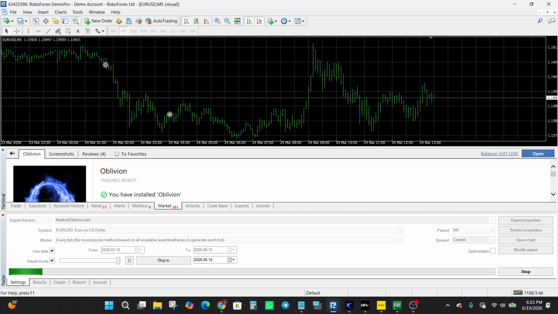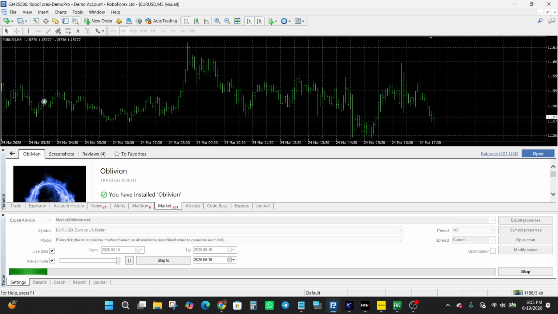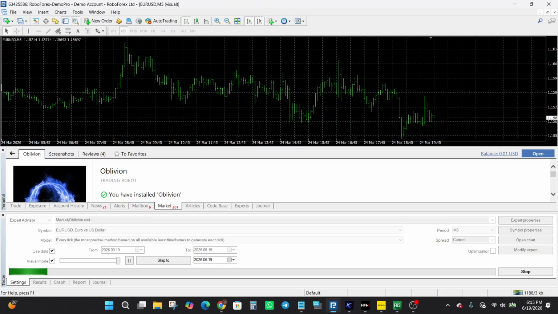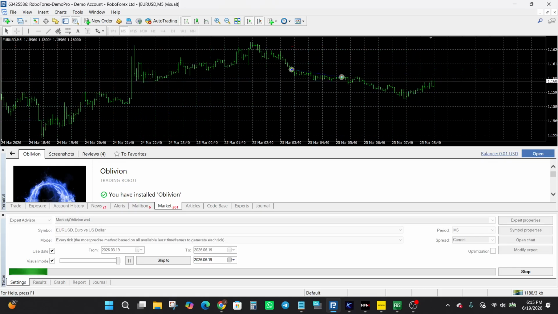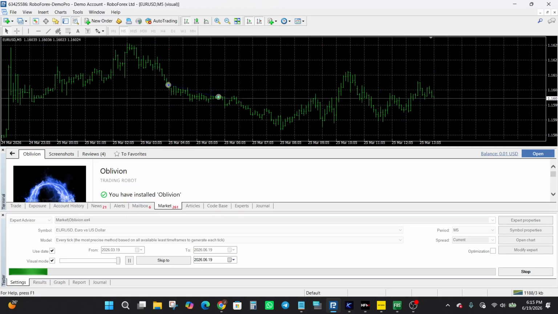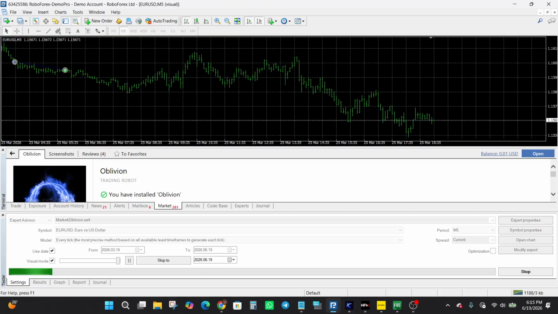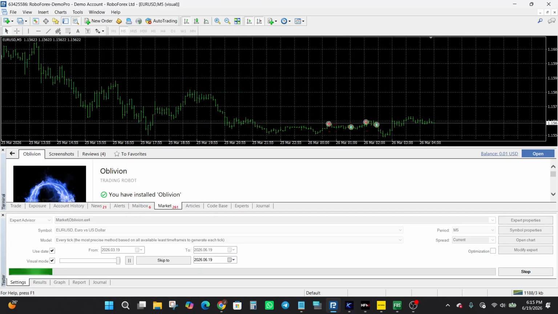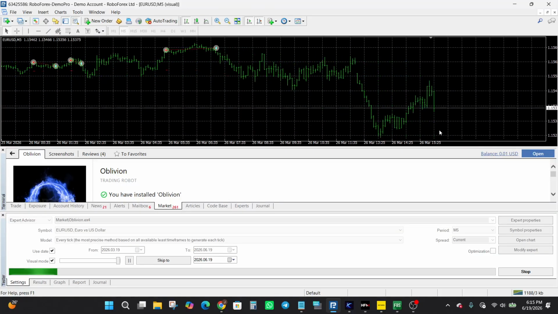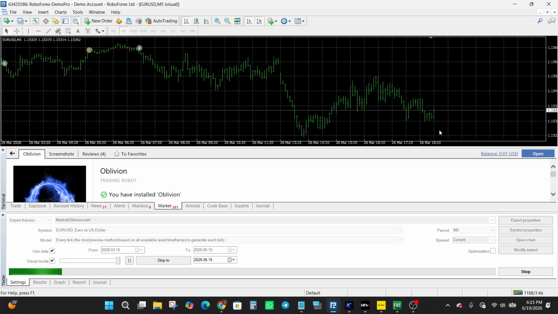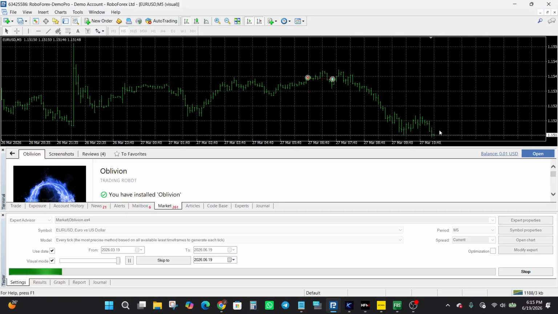But overall, the Oblivion EA presents a straightforward MT4 expert advisor built around Bollinger Bands, stochastic, and moving average indicators, with recommended use on EURUSD M5 and a clearly defined trading window. Now, since it is available for free, traders interested in this type of indicator-based approach can easily download it, perform their own testing, and determine whether it fits their personal trading objectives and risk tolerance before considering any live deployment.